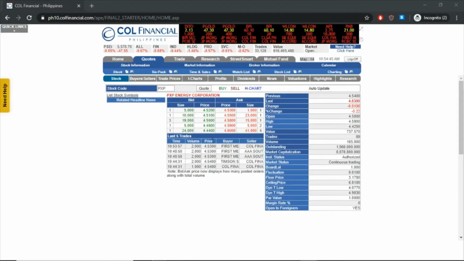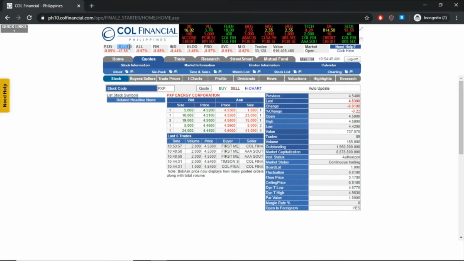When we say sectors, we can see that the PSEi currently is at the 5,578.70 level at this current time and day. From the previous level, it went down negative 48.94. This is pretty low, guys. This is really very low as of now. The equivalent percentage of that is 0.87%.